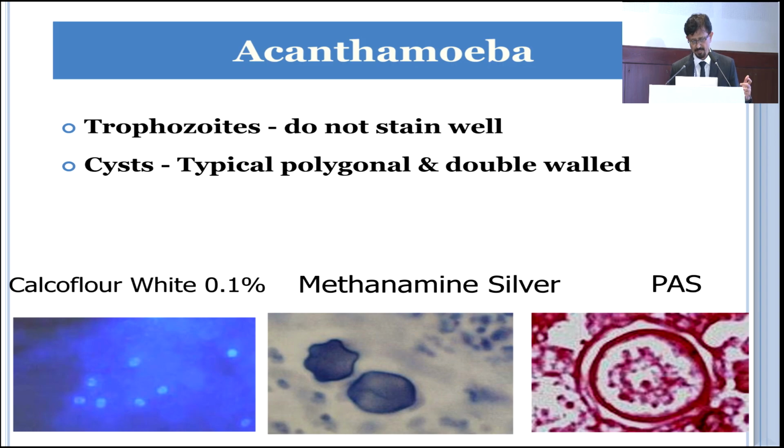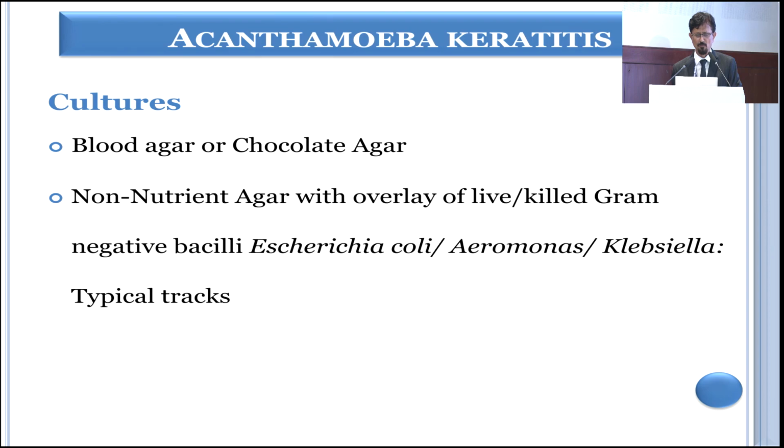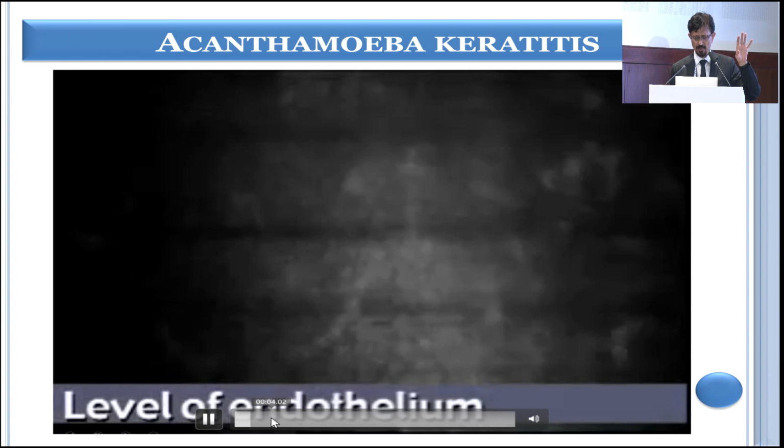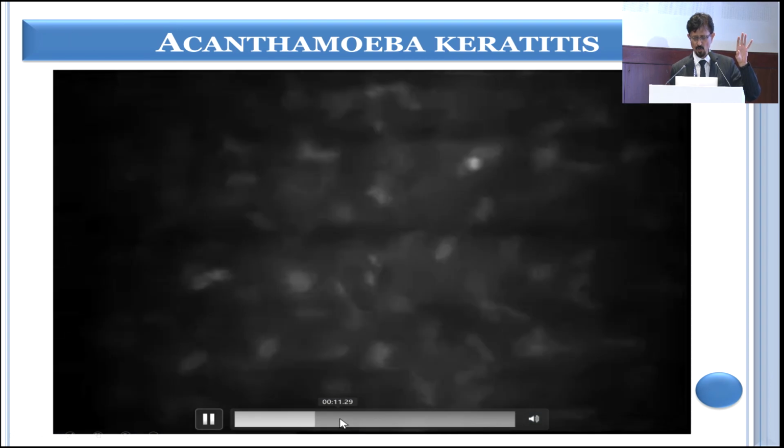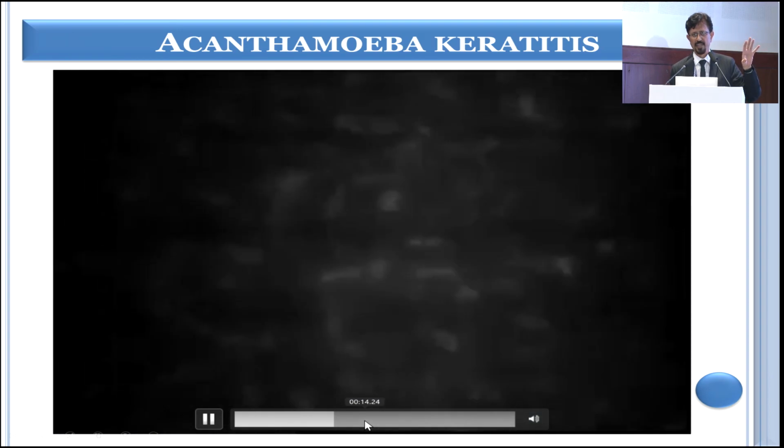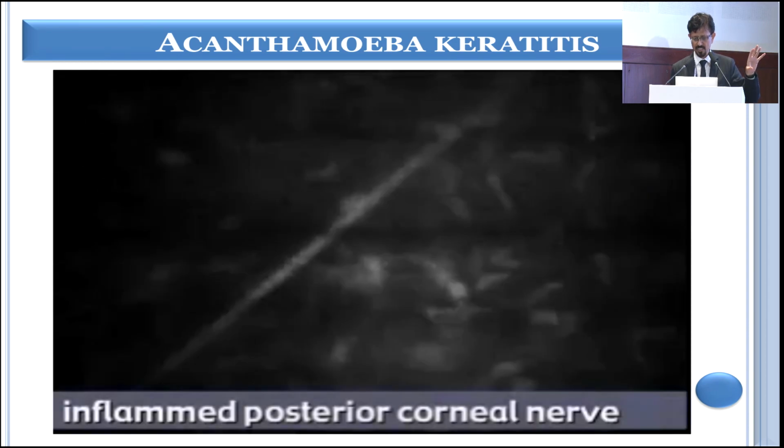PCR is quite effective. For acanthamoeba, as I said, you can do staining with calcofluor white and cultures. I will not go into all these. Confocal scan is a useful tool to detect the cysts and the trophozoites in the cornea. So in vivo, you can detect double-walled cysts in the cornea.